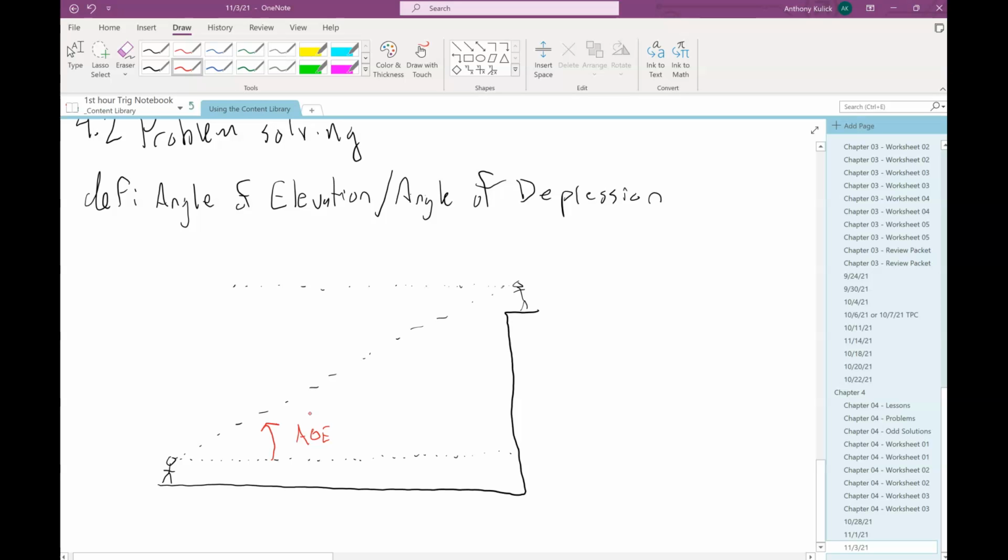Now imagine we're the person standing on the ledge and we want to look down at the person on the ground. There we're going to be lowering our line of sight because we're angling down now. That's called an angle of depression. Everybody okay with that vocabulary? Geometrically, what can you say about the relationship between the angle of elevation and angle of depression?